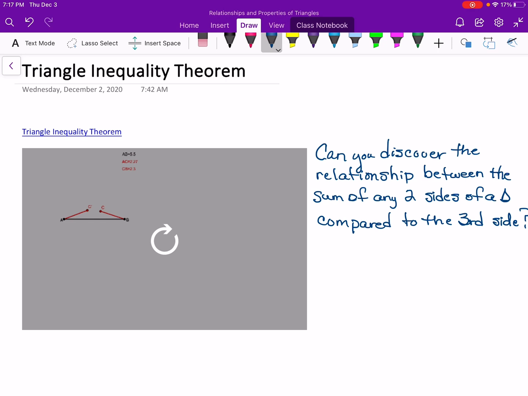Open that up, click on the link, and the instructions say to open the link and drag C and C prime. Remember, prime is the one with the little hash mark. And connect C and C prime so that you can make several triangles of various shapes and sizes. Pull the vertices around, and what you're looking for is to see if you can find a relationship between the sum of any two of the sides and compare that to the length of the third side.